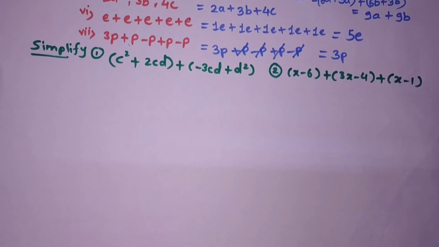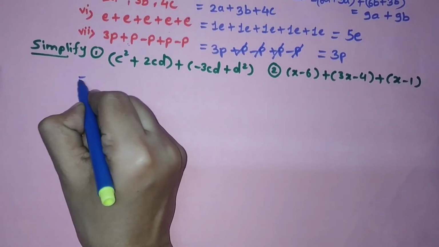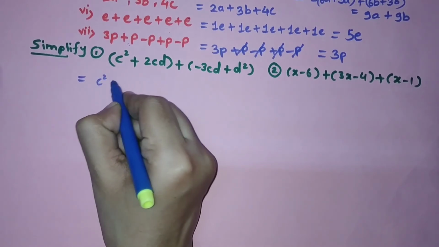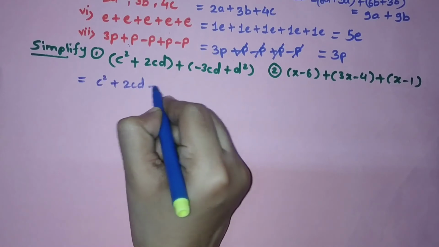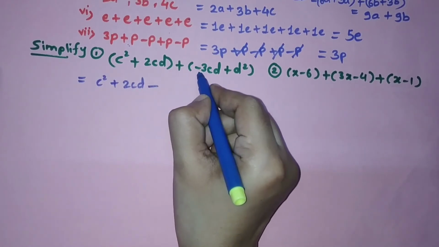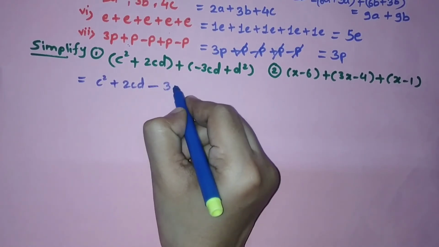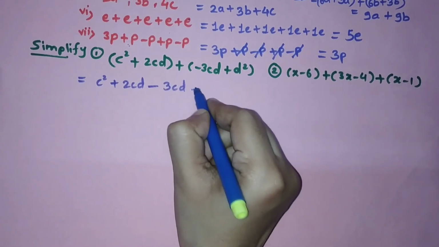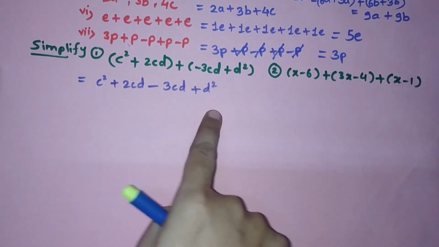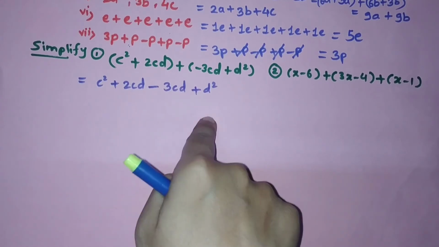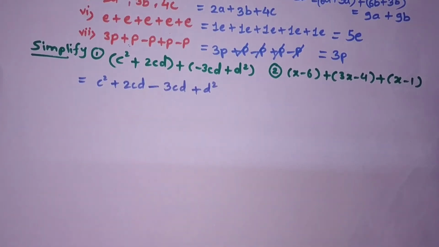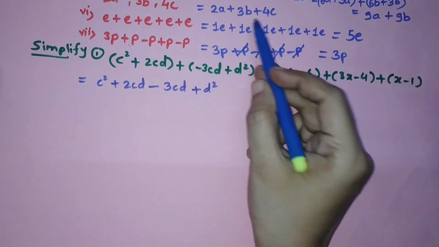Now friends, we will simplify these expressions. So first of all, here you are having c square. We will open the bracket, c square plus 2cd. Here plus into minus will become minus, and here 3cd and plus d square will be there. Now friends, whenever you get such an algebraic expression, you can check for the like terms. If there are like terms, you go for the addition or subtraction. Otherwise leave them, like we have left here.